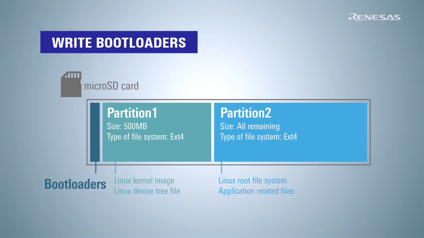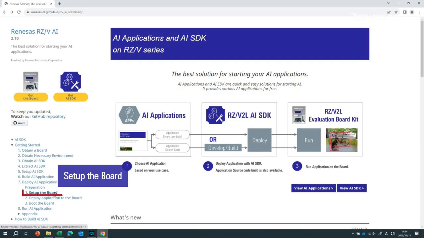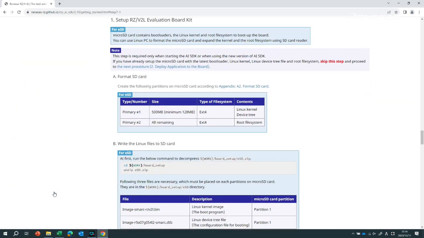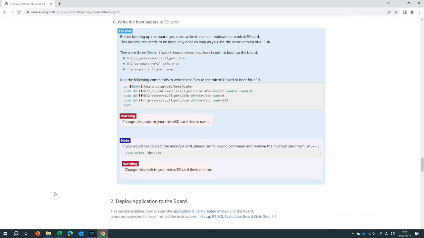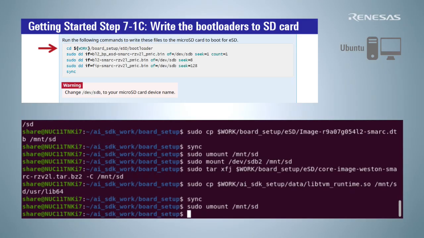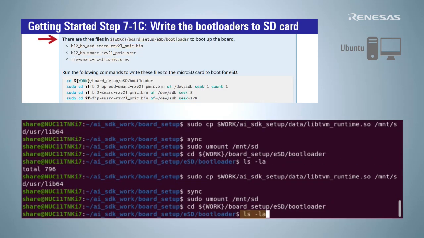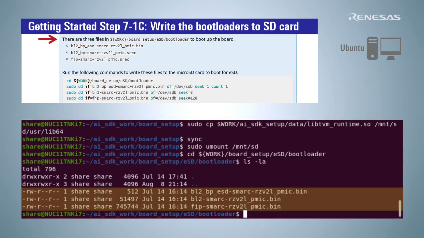Next, we will write the bootloaders. The commands used in this part can be accessed like this. The commands are described here. Copy and paste to use them. Go to the bootloader directory. Check the contents in the bootloader directory. Check that these files are shown.